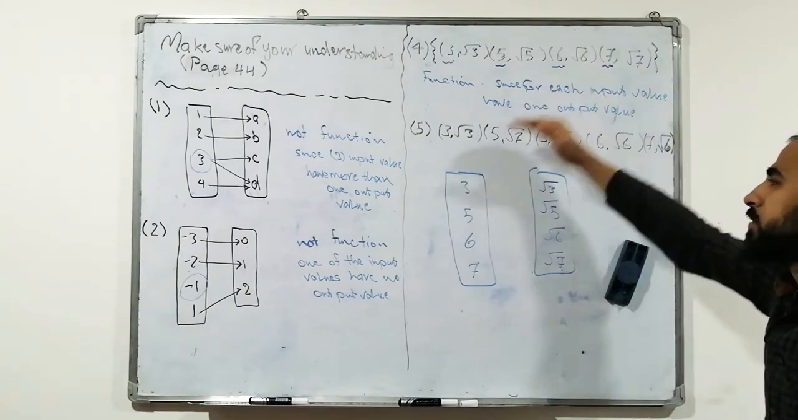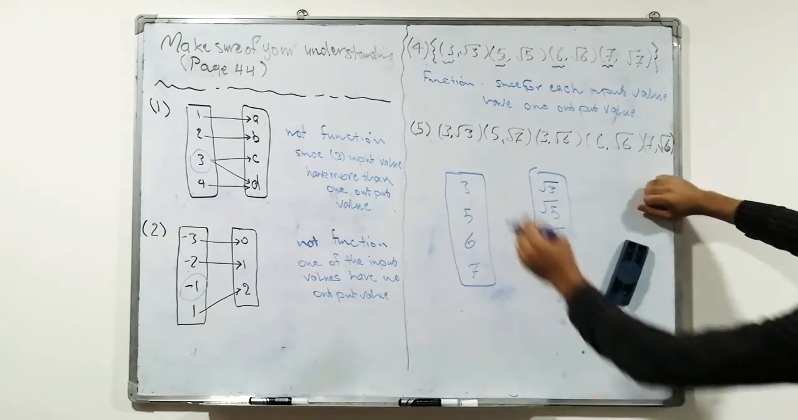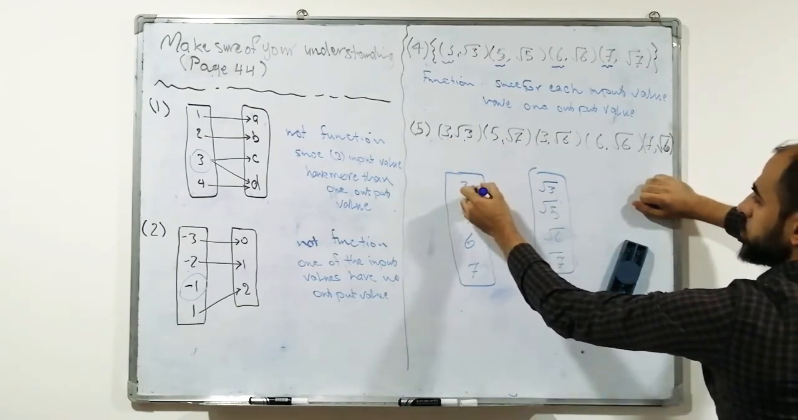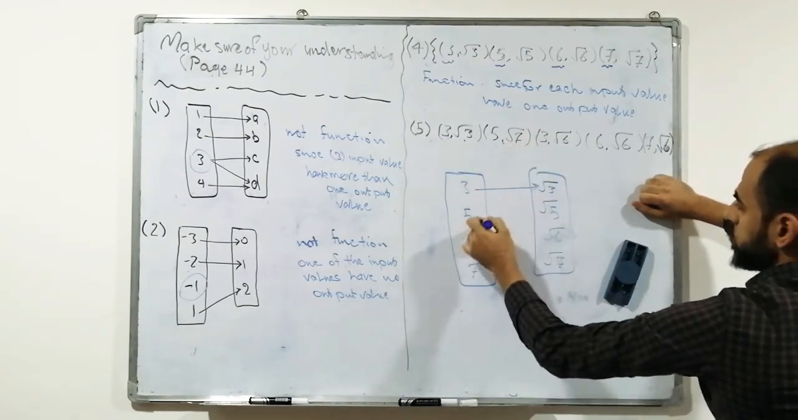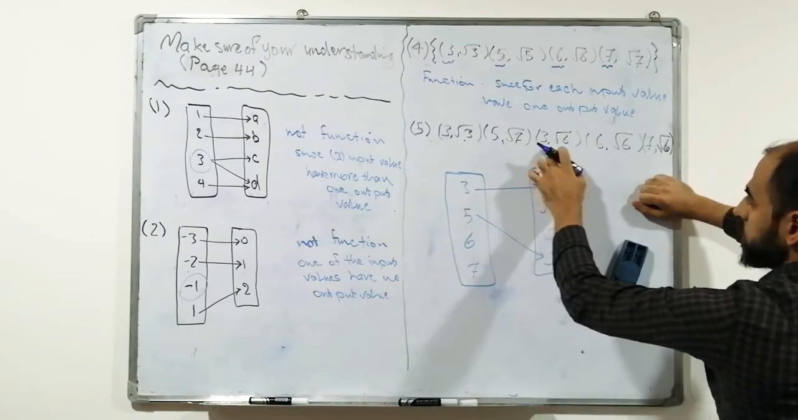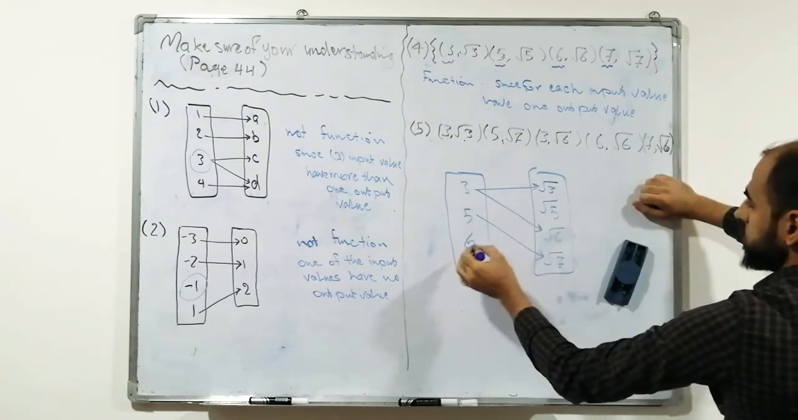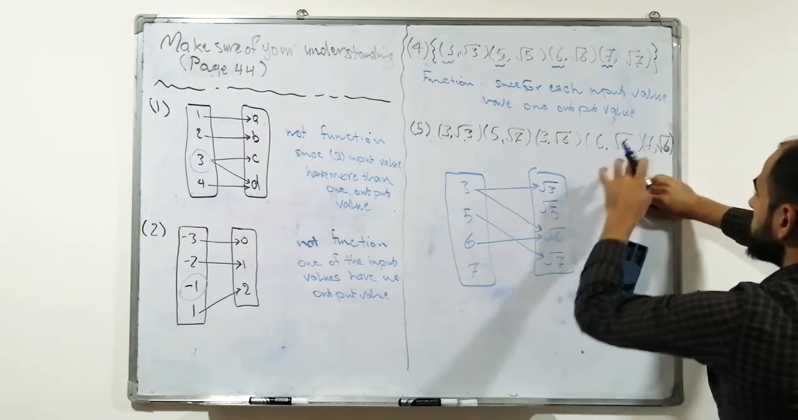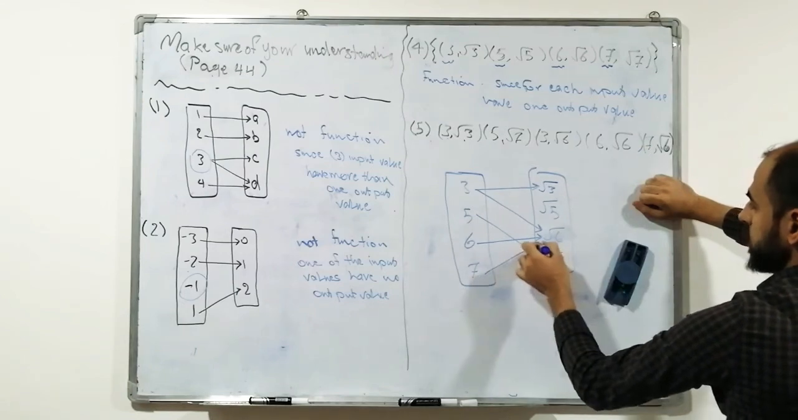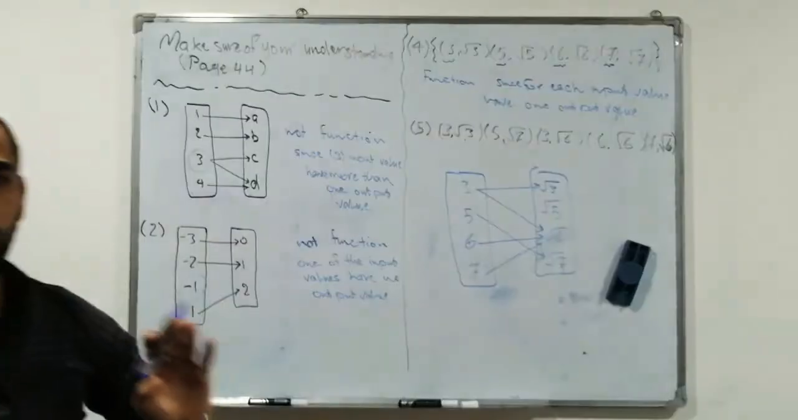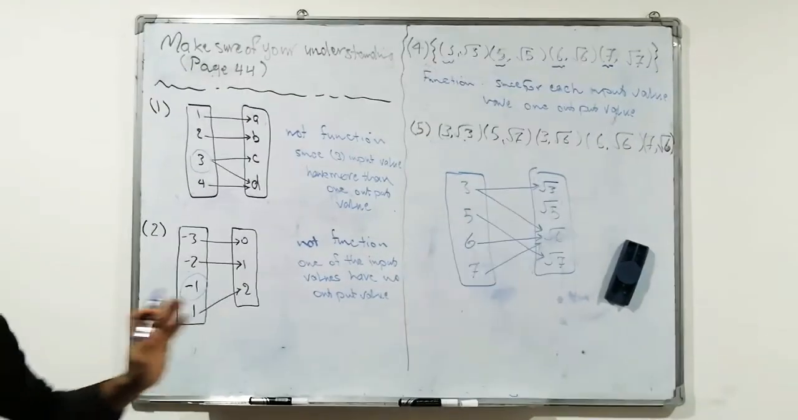You can solve question number 1 the same way. Here we have square root of 3 related with square root of 3, and 5 with square root of 7, and 3 with square root of 6, and 6 with square root of 6, and 7 with square root of 6. By the definition of function, a relation will be a function if we have one output for each input value.